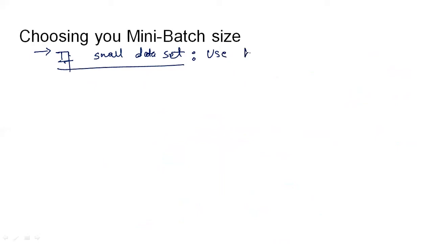There are 2-3 points that you need to note here. The first point is that if you have a small data set, then we can use the batch gradient descent only.